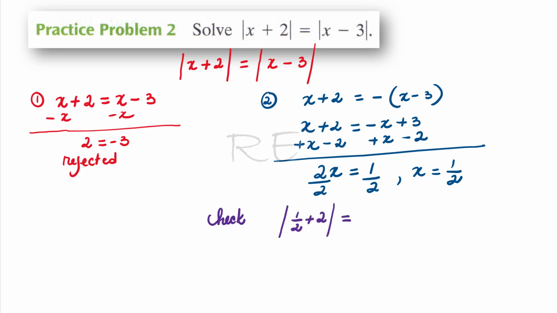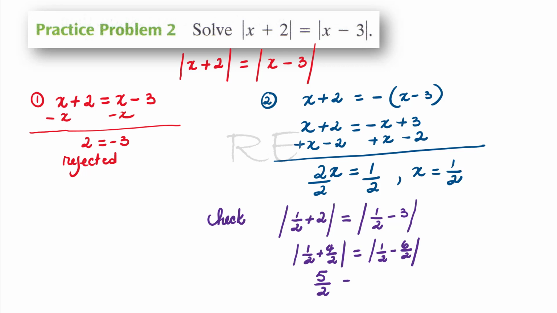When we check, we'll find the absolute value of 1/2 plus 2. Is it equal to the absolute value of 1/2 minus 3? 1/2 plus 2 is 1/2 plus 4/2. And 1/2 minus 3 is 1/2 minus 6/2. 5/2 is equal to 5/2. The absolute value of negative 5/2 is 5/2.